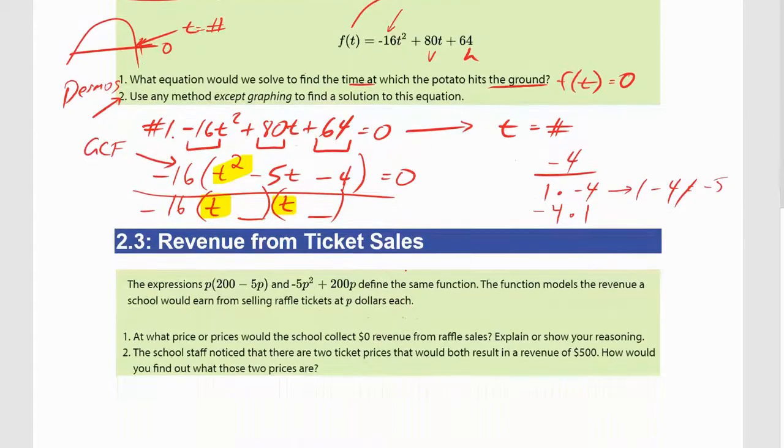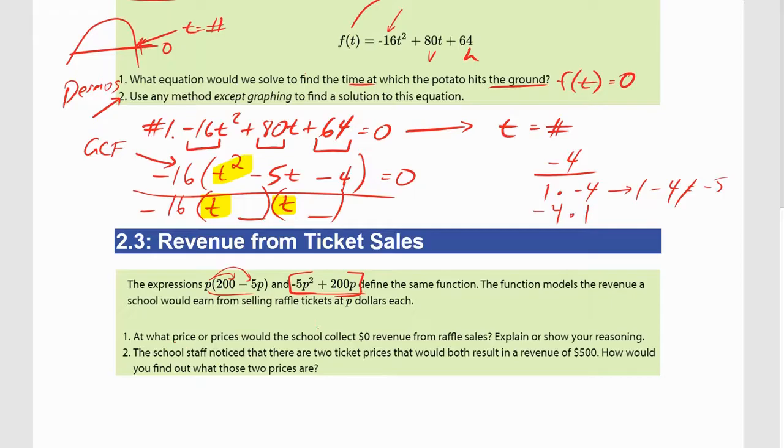All right, revenue for ticket sales. We have this expression and this expression right here, and they define the same function. That makes sense because if you were to distribute the p into those two terms, you would get this expression right here, right? P multiplies to both of those. So you get negative 5p squared and 20 times p, or 20p.